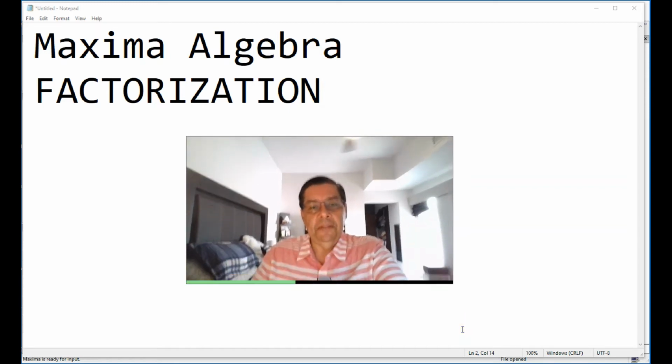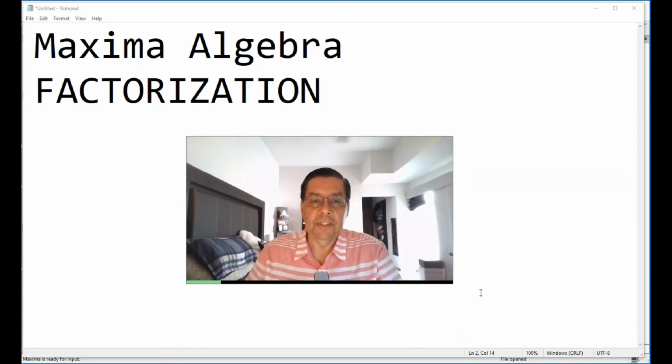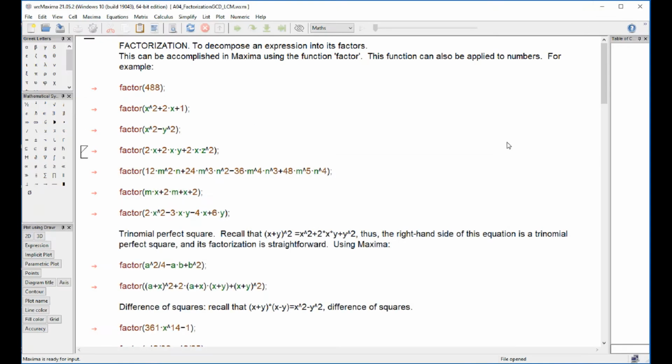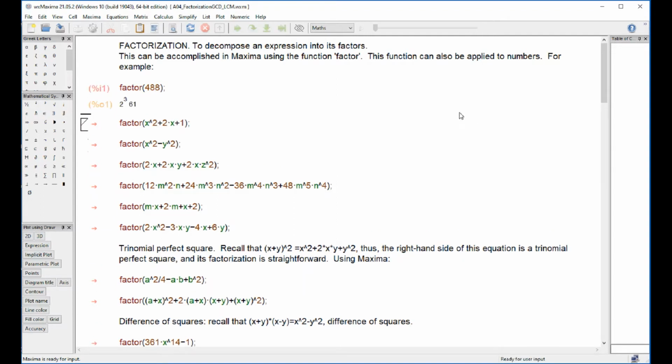In the present video, we're going to talk about factorization. It's a very important operation in algebra, and we're going to start with this worksheet. To do a factorization using Maxima, we use the function factor. It works for numbers, like here factoring the number 488 is equal to 2 cubed times 61.